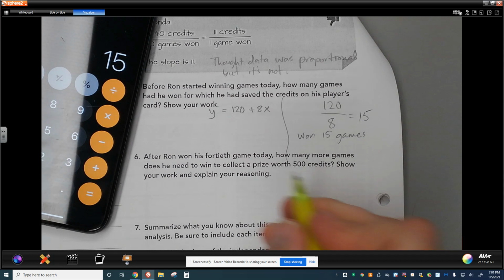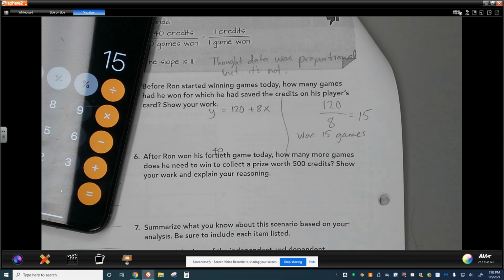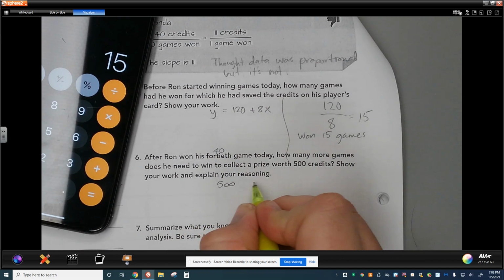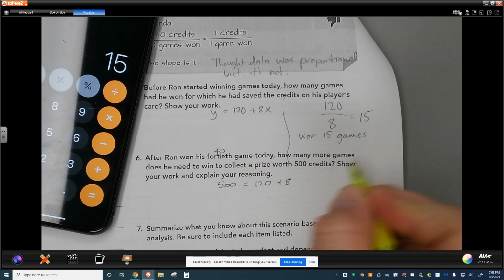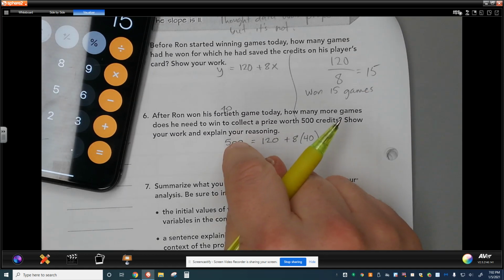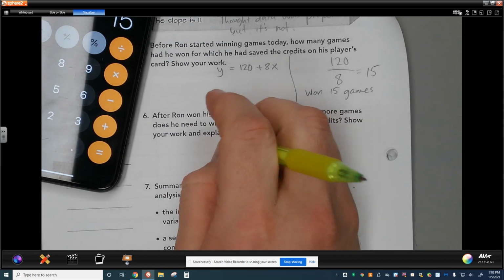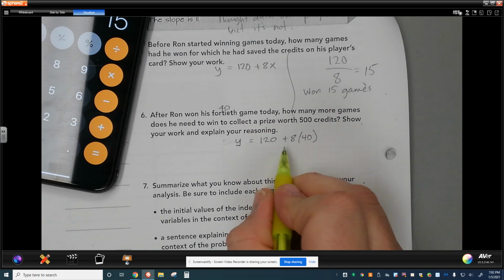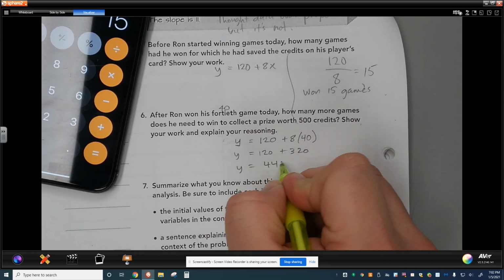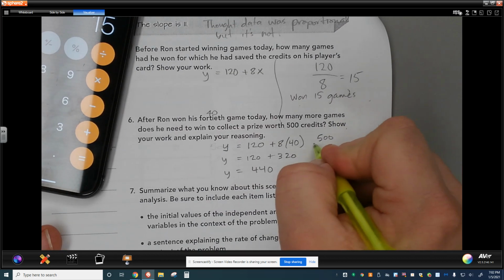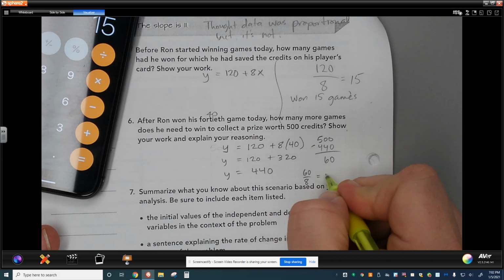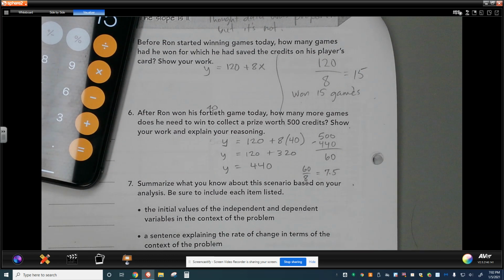Okay. After Ron won his 40th game, how many more games does he need to win to collect the prizes for 500 credits? Show your work and explain your reasoning. Well, now we can go back to this equation. We know that he wants 500 credits. He has 120 credits and he's earning 8 credits for every game. But we know that he also has 40 games that he's won. We probably don't want to start with this 500 right here. We know that he probably hasn't gotten enough. So let's just see how many points he's actually accumulated after 40 games. We take that 120 plus 320, and that tells me that he has 440 credits. 500 minus 440 is going to be 60 credits left. And if I take that 60 credits and divide that by 8, I get 7.5. Ron has to win 7.5 more games to be able to collect.